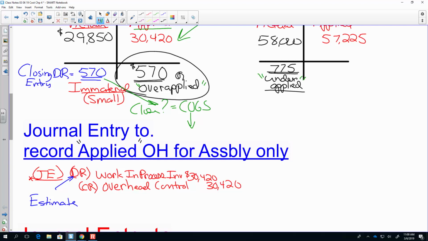Again, critical that we know that. And obviously, if it's under-applied and I'm closing it, I'm crediting this on the closing side to get it to 0. What effect does that have on cost of goods sold? I'm going to debit it, so it's going to go up with an under-applied closing entry. So if you can make a little cheat sheet on that also, that would be good. I shouldn't say cheat sheet, I should say note on that. It's not cheating.